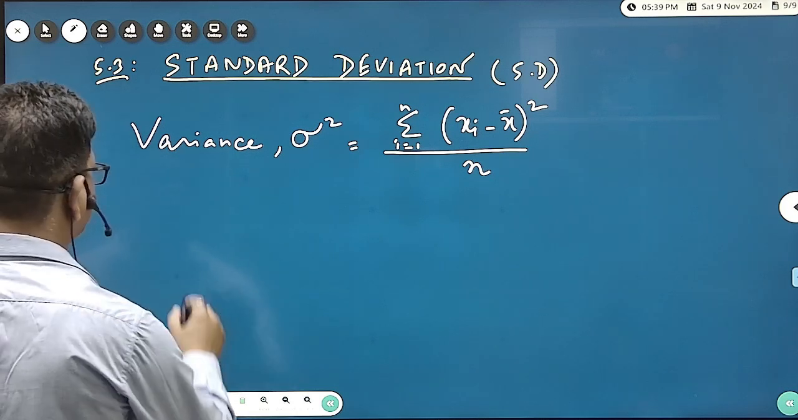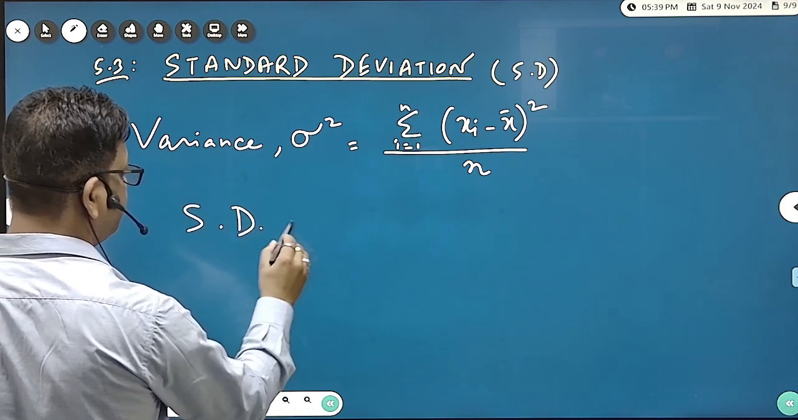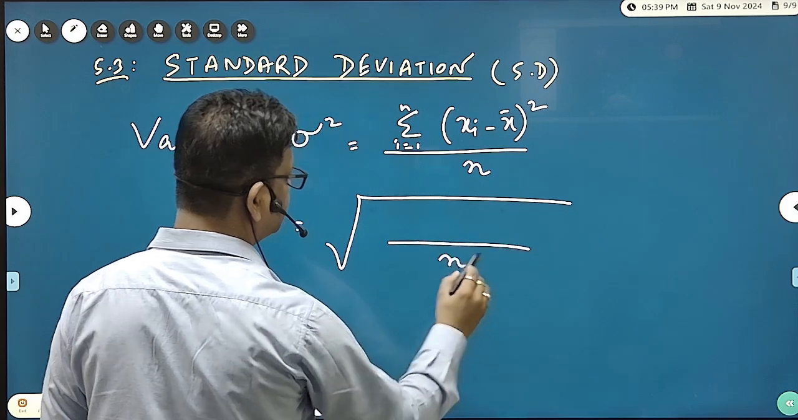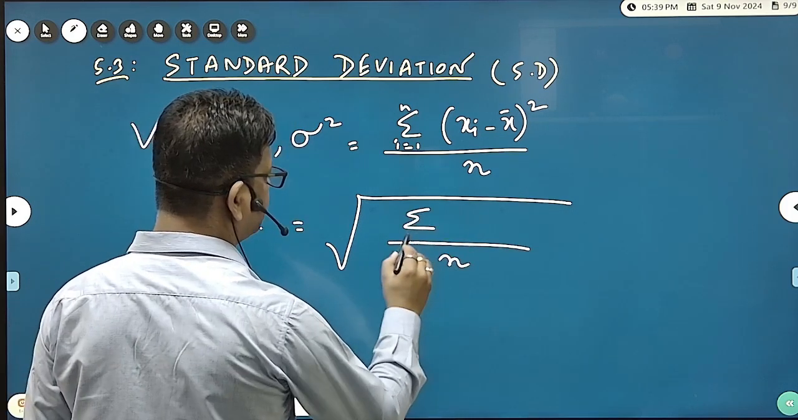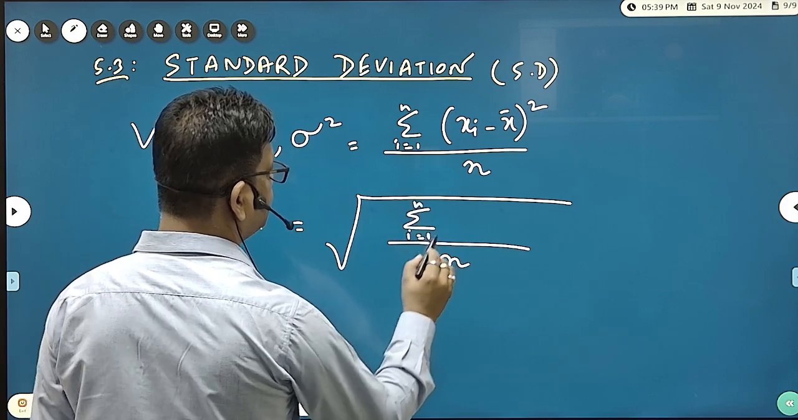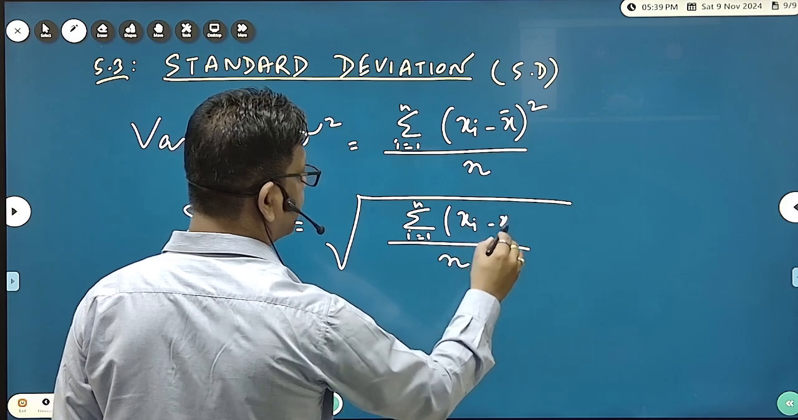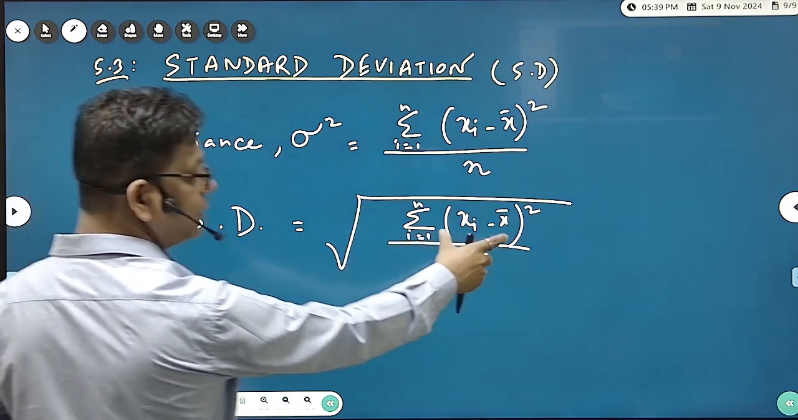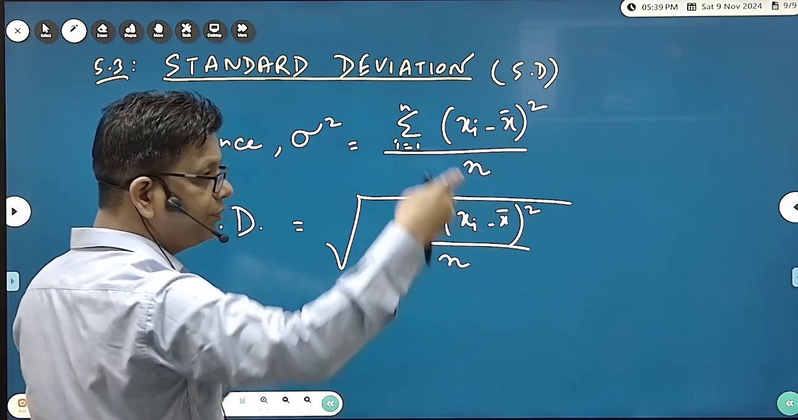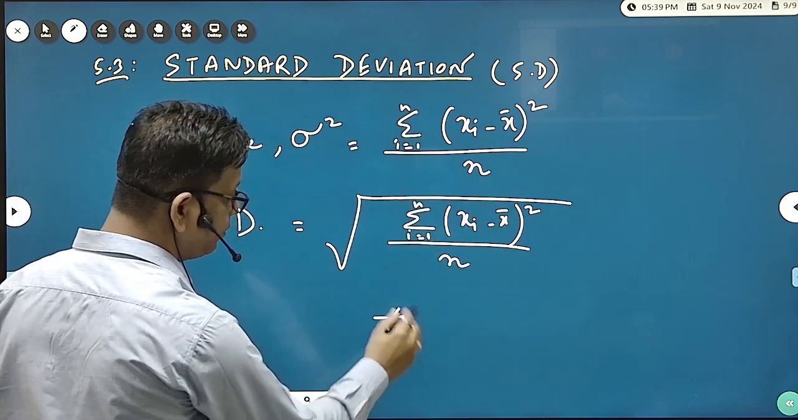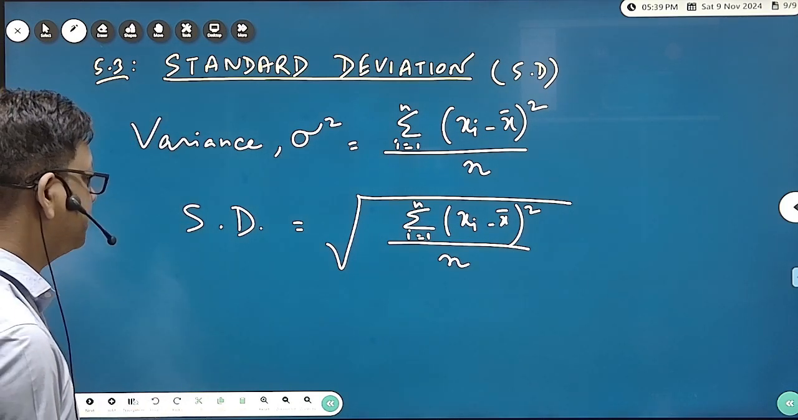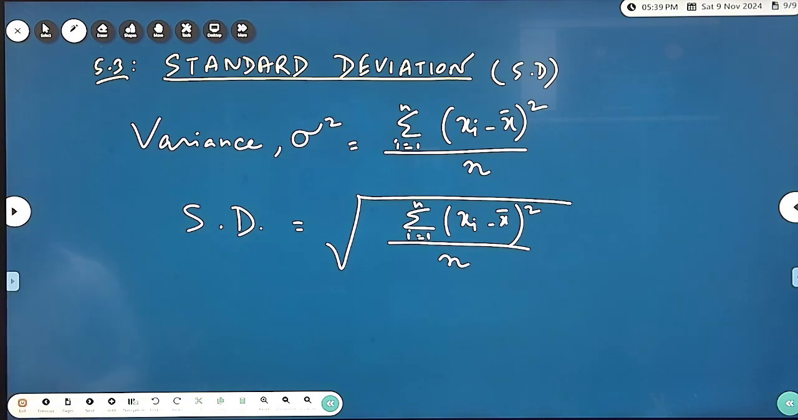If we write SD, that is very simple. If I do one question, you'll understand. It's just the square root of this. So it is the square root of summation i equal to 1 to n, xi minus x bar whole square, divided by n. Could you understand that there are some similarities? Last time we did modulus. Now what do you have to do? Just the square. Last time we got minus 4, then we made it plus 4. Now if we get minus 4, what do you have to do? Square. Just a square. Okay? So let's start. Easy one. You will not find much difference or much difficulty.